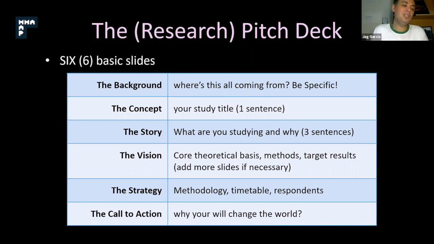Ayan na. This is now for a thesis, diba? Methodology, testing, validation, sample sizes, timetables, all of those things. What's my call to action? How my solution or why my research will change the world. Okay? Why my research will make a difference? Significance of my study.